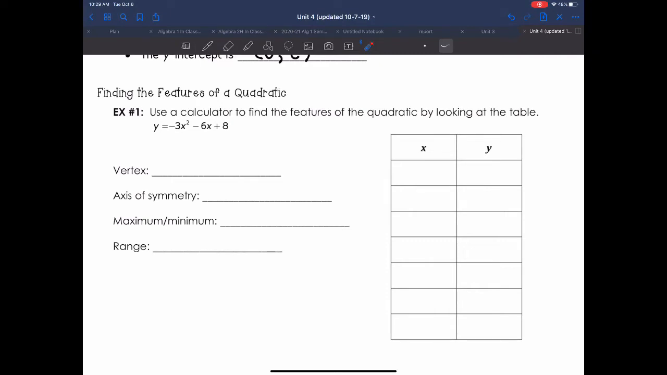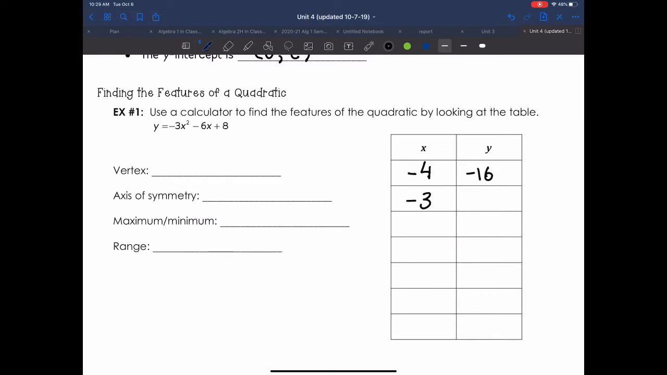I'm going to go ahead and start at negative 4. That's the first x value I'm going to plug in. So if I plug in negative 4, I have negative 3 times negative 4 squared minus 6 times negative 4 plus 8. And that is going to give me a value of negative 16. Then let's plug in negative 3.